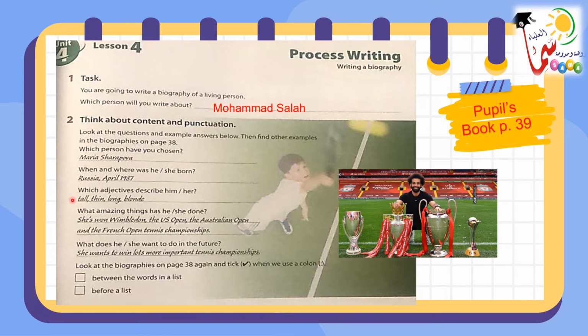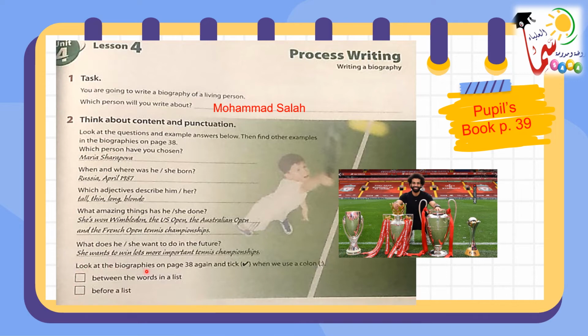Which adjectives describe him or her? Here Maria is described as tall, thin, and blonde. What amazing things has he or she done? She won Wimbledon, the US Open, the Australian Open, and the French Open tennis championships. These are names of championships that she won. What does he or she want to do in the future? She wants to win lots more important tennis championships. All of this is important when we want to write about another famous person.